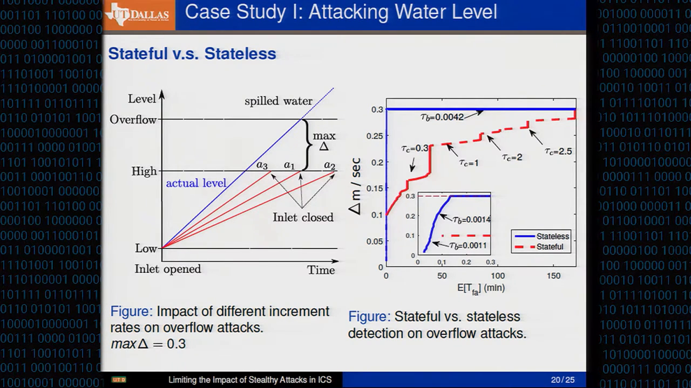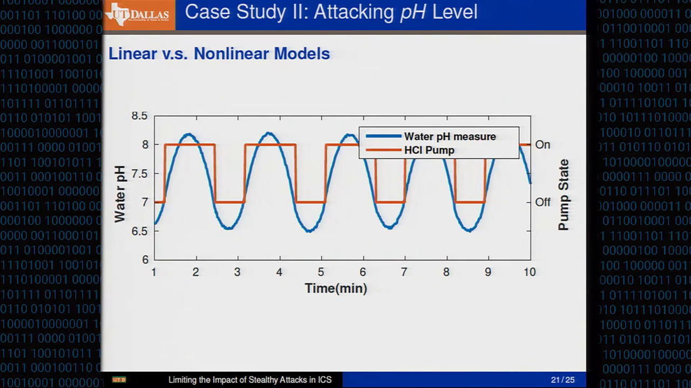If we apply our metric, in this example we want to compare the stateful and the stateless detection statistics. And we can see here on the right, using our metric, how for any expected time between false alarms, the stateful detection statistics will limit the attacker. That means the attacker will never reach the 0.3 of deviation. We can even select a very high threshold with a very low number of false alarms and still limit the goal of the attacker. Instead, with the stateless detection, it's not possible. Immediately, it reaches the overflow. A second example would be a comparison between different prediction models, in this case, linear versus nonlinear models.